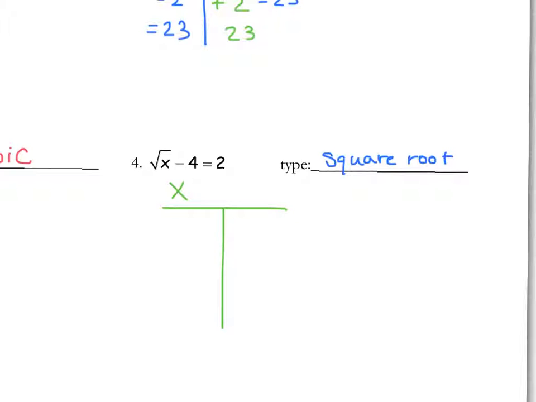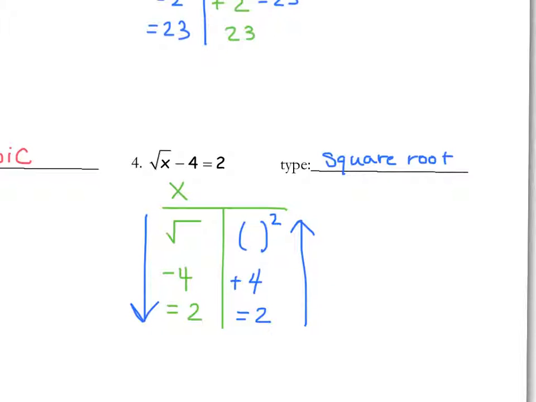We got x, what's happening to x first, and in what order? Going down, we start with the square root. We're square rooting x, we're subtracting 4. That's going to give me 2. So those are my order of operations, and going back up, my inverses. I'm going to start with 2. I'm going to add 4, and opposite of square root is squaring. You don't have to worry about plus or minus in this one.